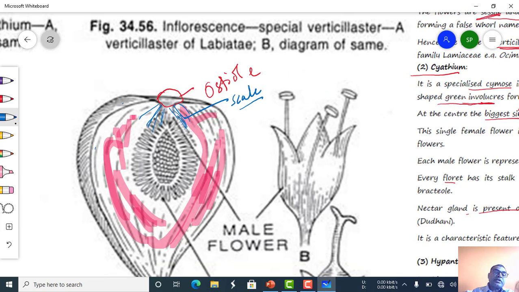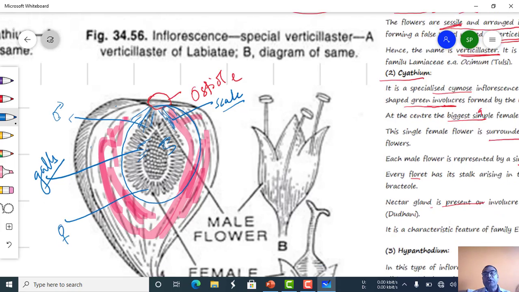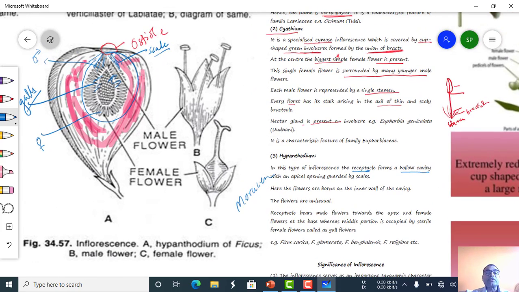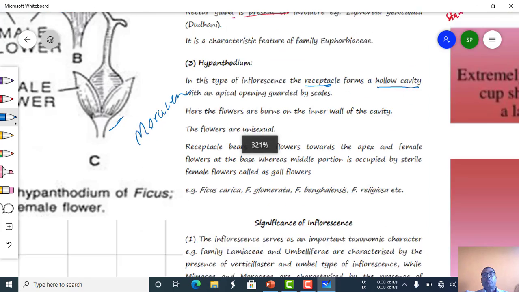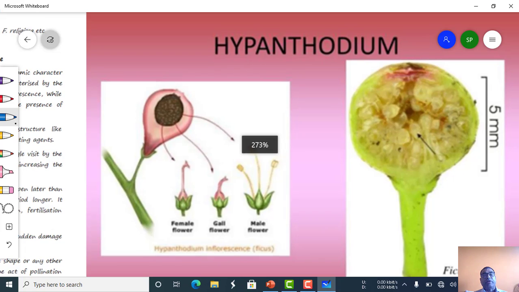On the inner side, such flowers are present. Usually male flowers are present towards the apex region, female flowers are present towards the basal region, while in the central region, some sterile flowers or neutral flowers are present, and they are generally considered as gall flowers. If you see here, such male flowers are present towards the upper region, and such female flowers are present towards the lower region. If you see this one, this is a hypanthodium type of inflorescence.